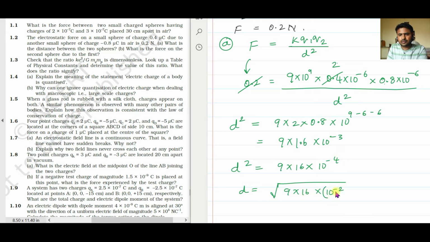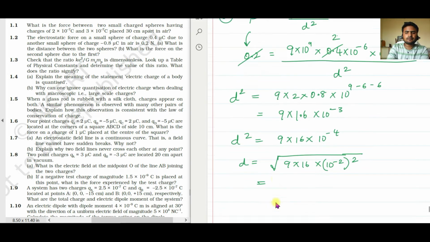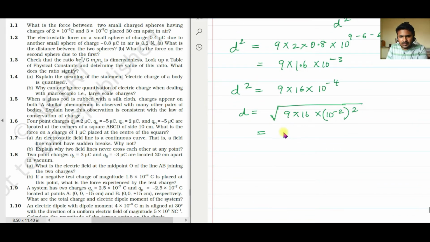I'm going to write it as 10 to the power of minus 2 the whole square. Okay, and then what do we get? This root 9 is nothing but 3, and root 16 is 4, and 10 to the power of minus 2 the whole square, and the square root of that will be again 10 to the power of minus 2, because the square and square root get cancelled.